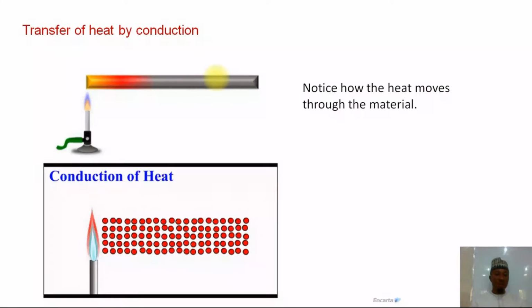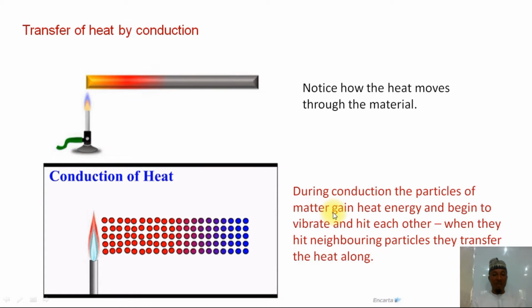Now, in transfer of thermal energy by conduction, the particles closest to the heat source start vibrating and then pass the vibration along to the ones that are adjacent to them. The process continues until the heat gets to the end of the material. During conduction, the particles of matter gain heat energy and begin to vibrate and hit each other, which I just explained here.